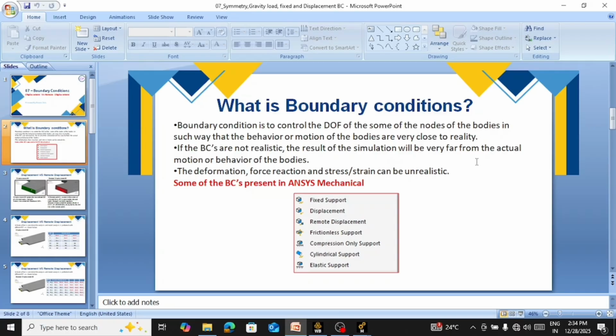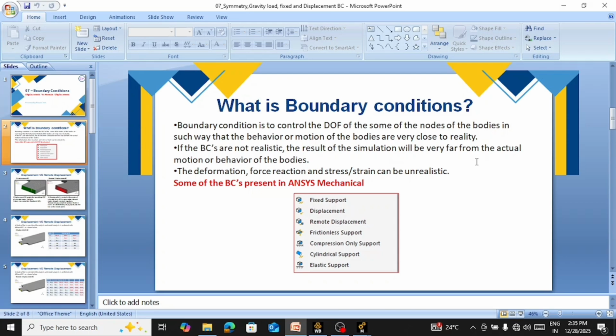The deformation, the force reaction, the stress and strain can be unrealistic, and that's why applying the correct boundary condition to get the correct result from the simulation is very important. Some of the boundary conditions present in ANSYS Mechanical are fixed support, displacement, remote displacement, frictionless support, compression only support, cylindrical support, and elastic support.